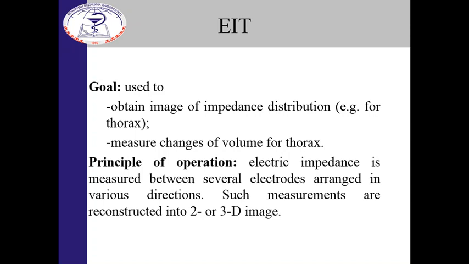For the imaging goal, to make an image of the thorax, we can compare it with computer tomography, for example, or MRI. Please make this comparison on one side. Why is electric impedance tomography better than computer tomography or magnetic resonance imaging, and why is it worse?